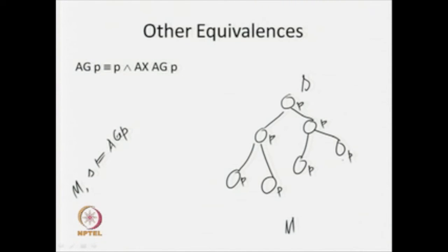Now, I can break this A G P like that. If I look at this particular state, that means in state S of M, it must model P. If P is true in S, then what will happen? We are going to see all the next states over here. Okay. What are the 2 next states of S?